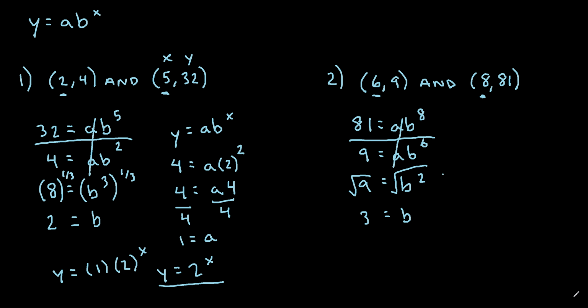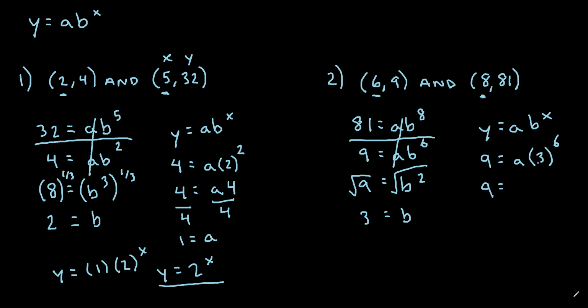So now that we have b, we can go ahead and rewrite y equals a times b to the x. And we can just plug in either of these coordinates into y and x so that we can solve for a. So let's choose, we'll just use this first coordinate, (6, 9). So we'll put in a 9 for y, is equal to a times b, which we found was 3, to the power of x. x would be 6 in this case. So now we have 9 is equal to a times 3 to the power of 6.